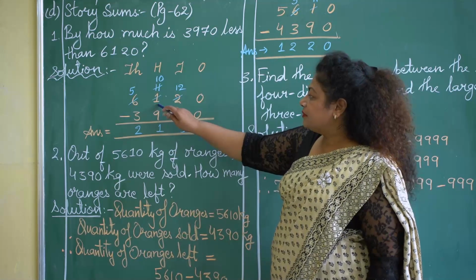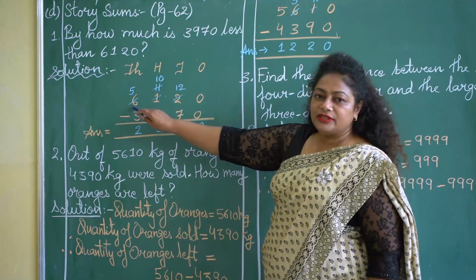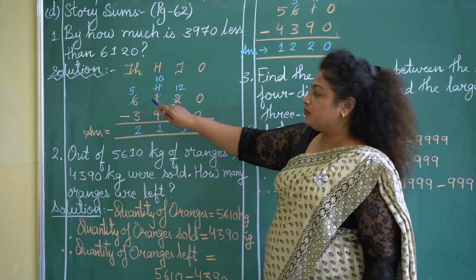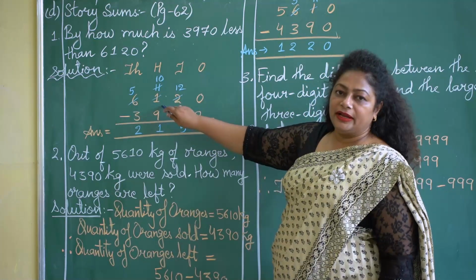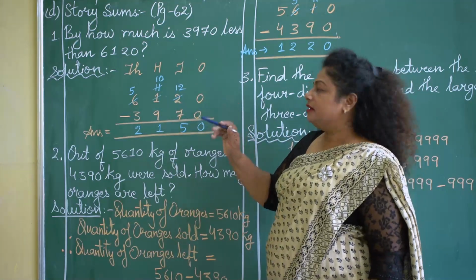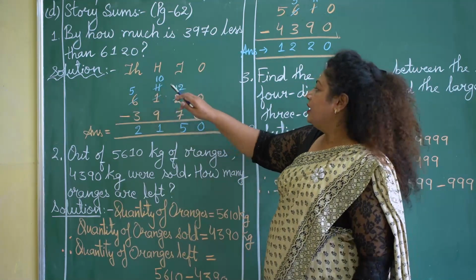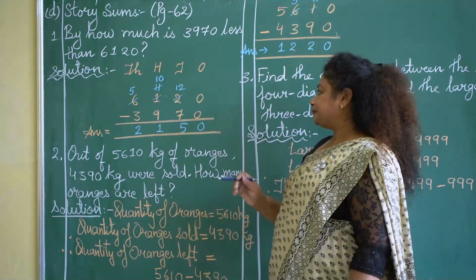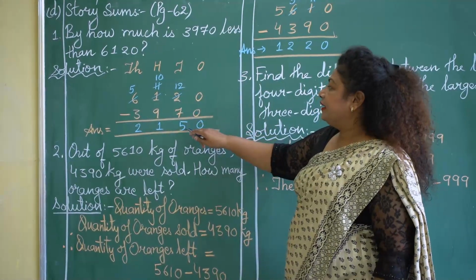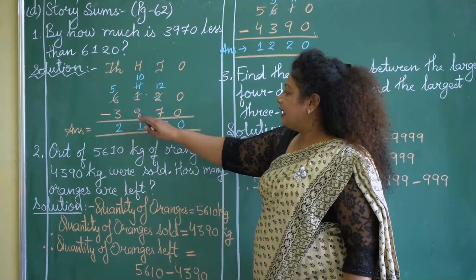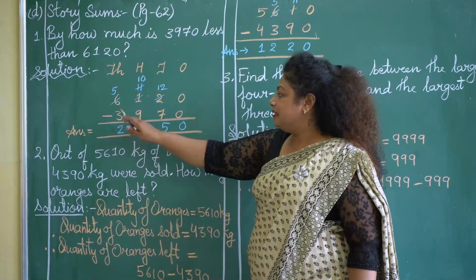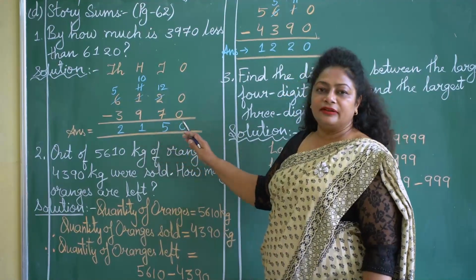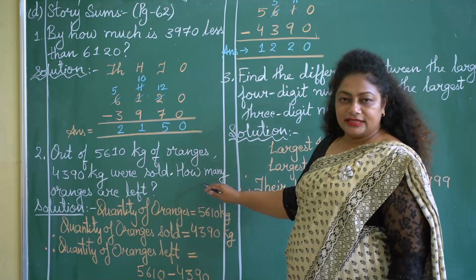Again we can see this number is smaller. That means we have to borrow from the previous number. So the number 6, we have to borrow one number and give to 1. So the 6 will become 5 and 1 will become 11. Now again this 2 is smaller, that means we have to borrow one number from 11. So this 11 will become 10 and this 2 will become 12. Now let us subtract. 12 minus 7 will give you 5. 10 minus 9 will give you 1 and 5 minus 3 will give you 2. So the answer we got is 2150.